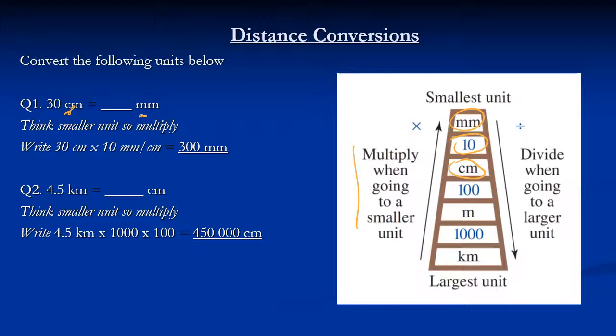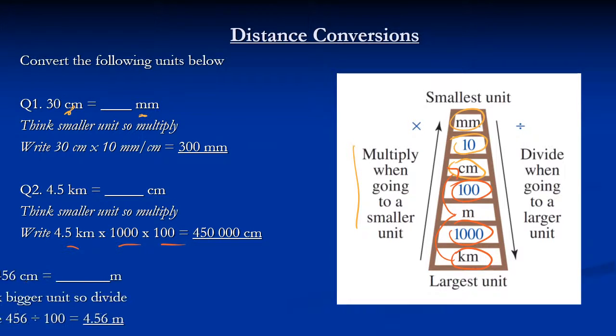Now, if we go from 4.5 kilometers to centimeters, what are we doing? We're going to take a couple of steps, 1 and 2. We're going to have to multiply first of all by 1,000 to get it into meters, and then by 100 to get it into centimeters. So what you will write down is 4.5 times 1,000 times 100 to give you 450,000 centimeters.